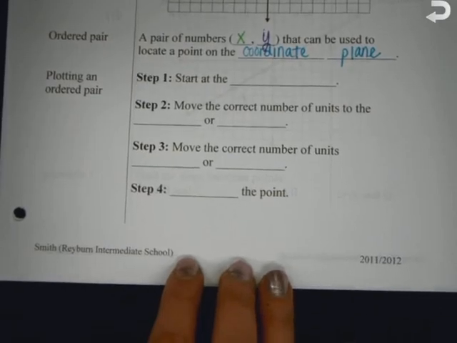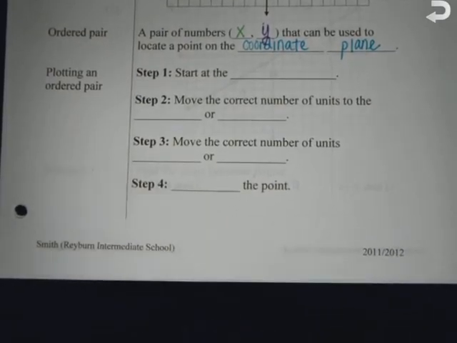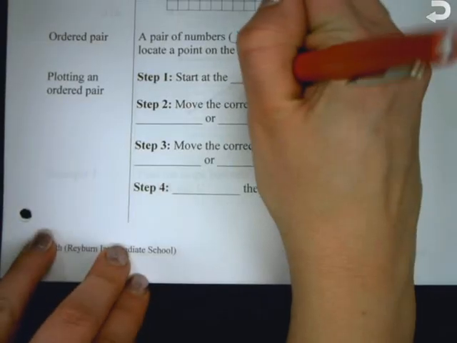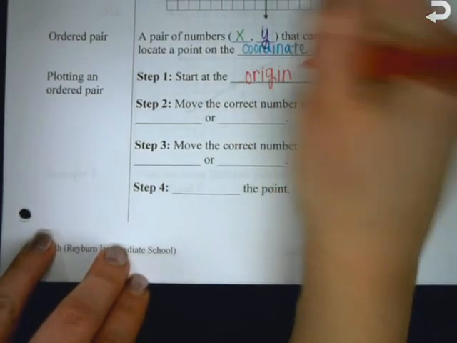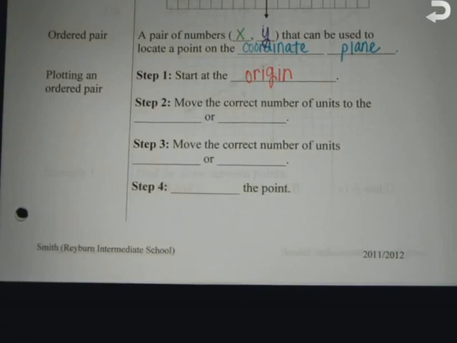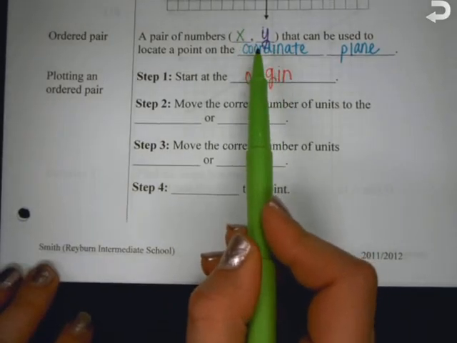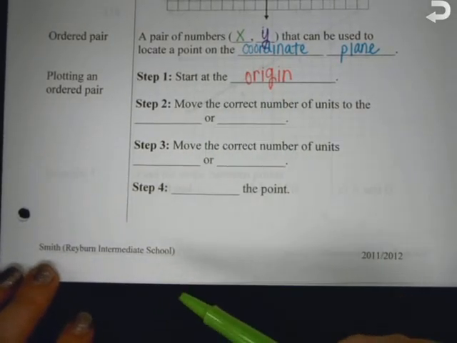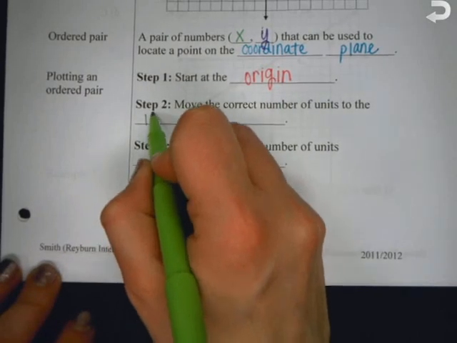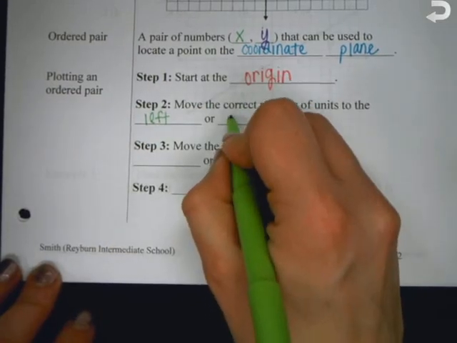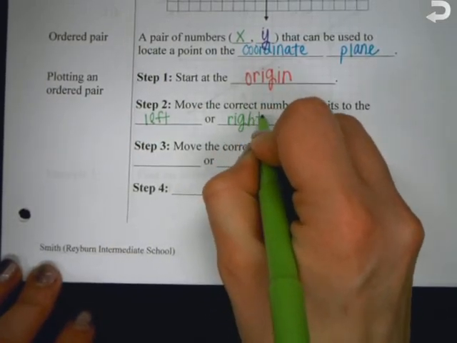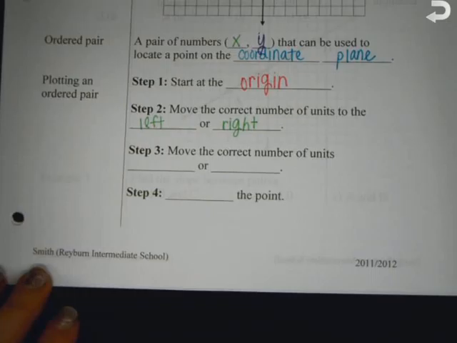Okay, so the first thing that we need to do is learn how to plot an ordered pair. Step 1, we always start at the origin. Okay, now because in our ordered pair X is listed first, we first move the correct number of units either to the left or right. So we always move left or right first, and that has to do with the X coordinate.